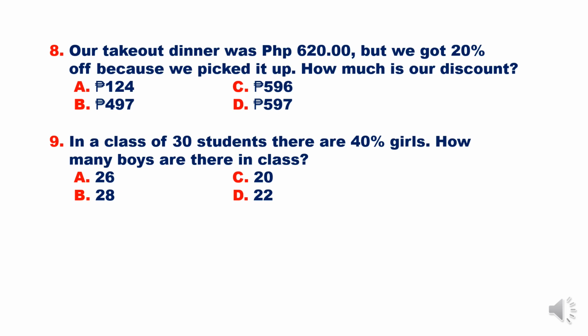Number 9. In a class of 30 students, there are 40% girls. How many boys are there in the class? A. 26, B. 28, C. 20, D. 22.